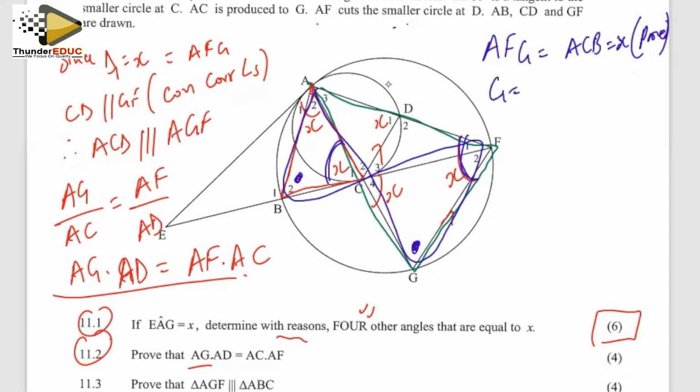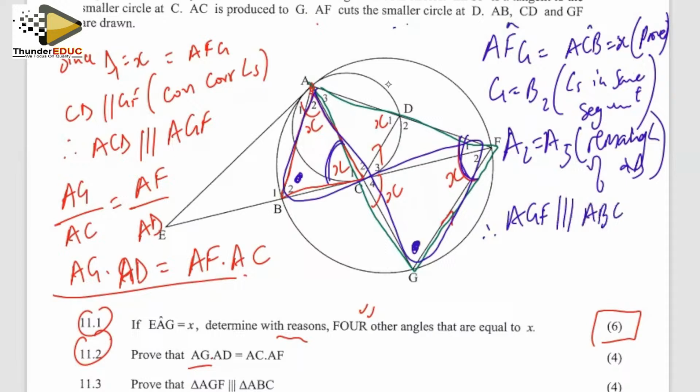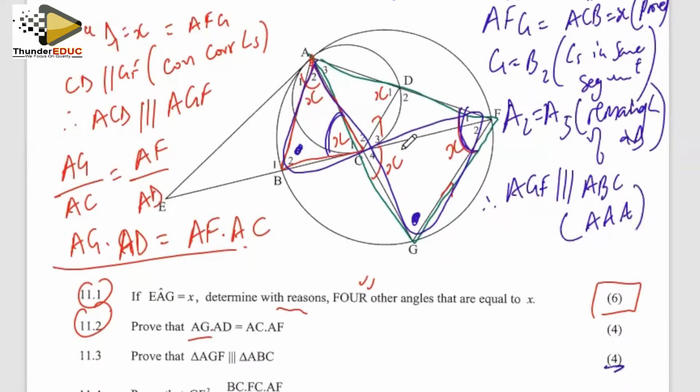So angle G is the same as B2, that is angles in the same segment, or angles subtended by the same chord AF. Then lastly, we know that A2 is going to be the same as A3. That's going to be the remaining angle of the triangle, or the third angle of a triangle. Now we have the proof, therefore, our AGF is similar to ABC because of angle, angle, angle. So that is how we will obtain the formats.